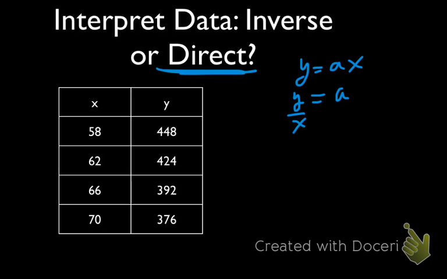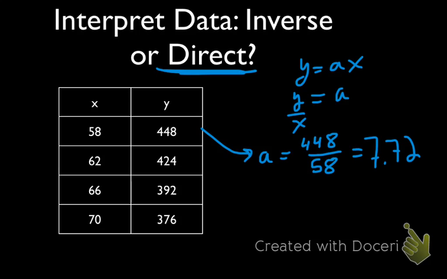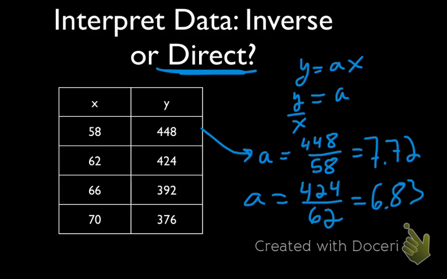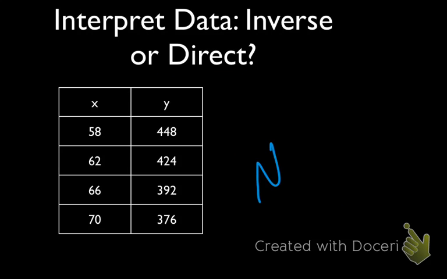All right, so let's go check this one first. A equals 448 divided by 58. What do you get? 7.72. Let's check the next one. A equals 424 over 62. What do you get? 6.83. Do they vary directly? No, they don't. Okay, so this is neither. Well, we learned that it's neither, right?